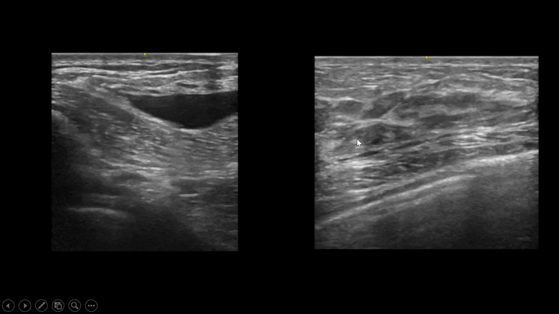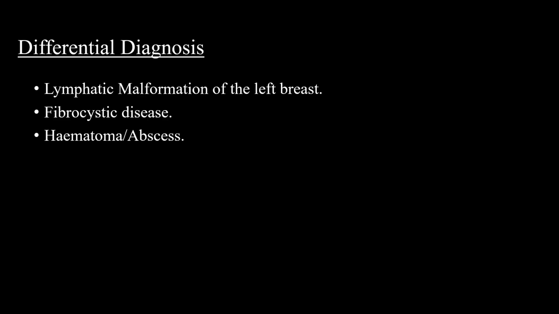The right breast, however, was totally normal and there was no evidence of focal lesions within the right breast. Based on the imaging features of the left breast, these are the differential diagnoses that we considered. The first is lymphatic malformation of the left breast, considering the multiple discrete anechoic multiseptated cystic spaces with no internal vascularity. The second differential diagnosis is fibrocystic disease.